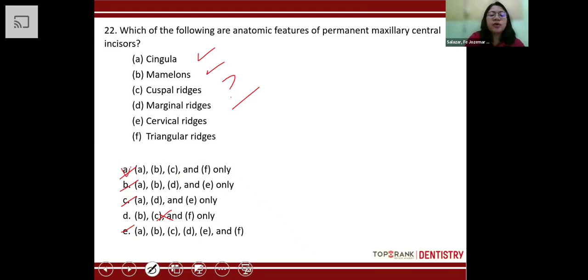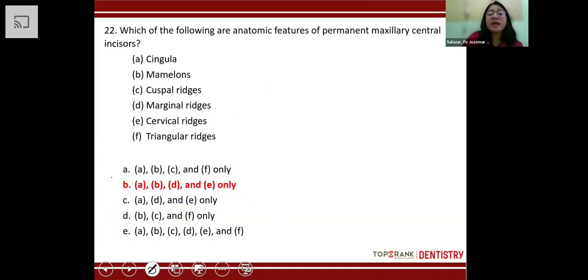Okay. So ito wrong na kasi may C. Wala naman siyang cusp. So wala siyang cuspal ridges. Tama? Okay. Ito rin. Wrong. Okay. So cuspal ridges. Wala. Marginal ridge. Yes. Cervical ridge. Meron. Okay. So may E. Okay. Triangular ridges. Meron bang triangular ridges? Okay, may iba. So, tingnan natin. Ito na lang kasi. Okay. A, B. O, ito kasi walang B. Okay, and E. Yan. Wala siyang triangular ridge.